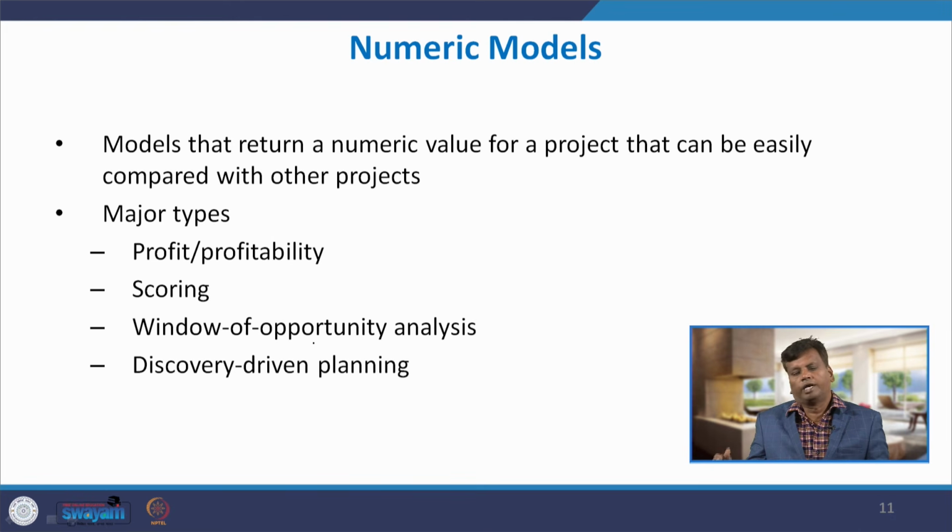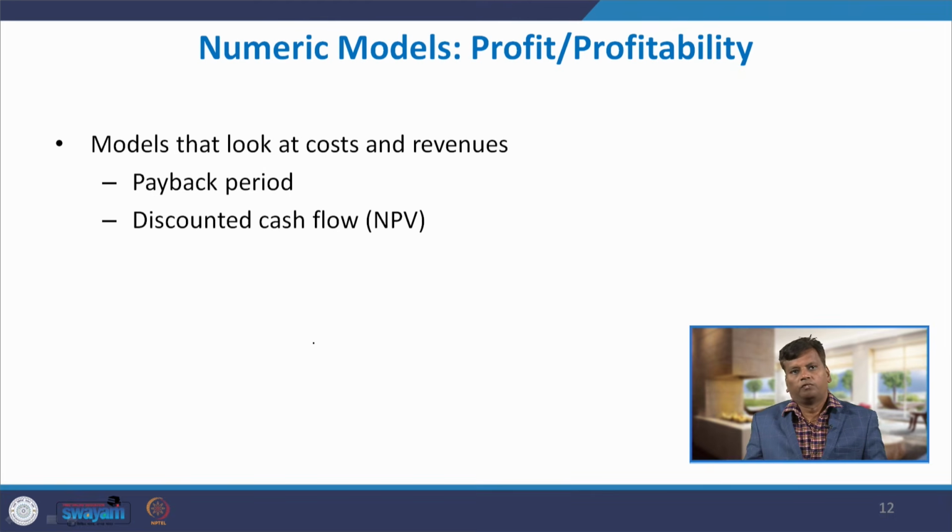Some of the numeric models are the profit or profitability method, scoring method, window of opportunity analysis, and discovery driven planning. These are the numeric models for choosing a project. First, we will see the profit or profitability model. Models that look at cost and revenue are called profit or profitability models, that is, numeric models.